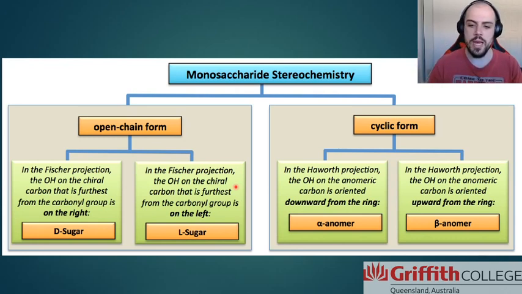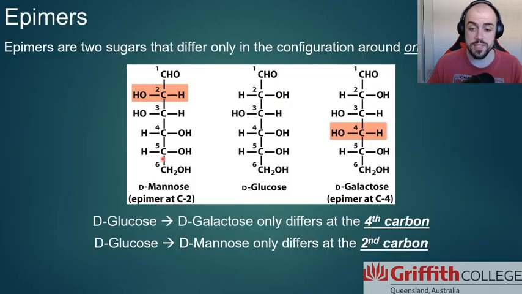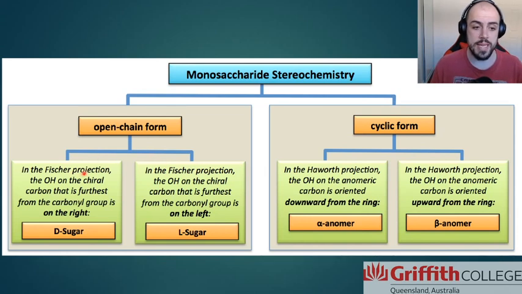That's all well and good when we are looking at the sugar in its open chain form. However, what we also see with these monosaccharides is that they are in their cyclic form, or they will be in their Haworth projection. So in the open chain form, which is how we've been looking at these sugars thus far, this is them in their Fischer projection. And that's what we're looking at here. However, in the big bad real world, they can exist in their cyclic form, which is their Haworth projection.